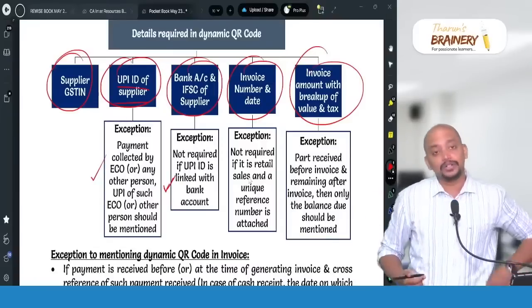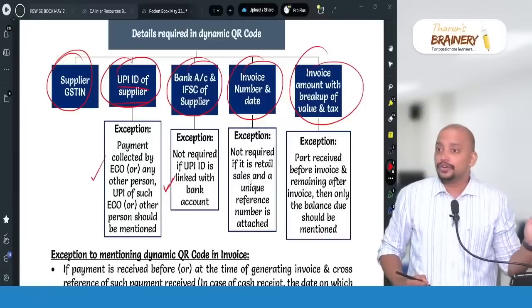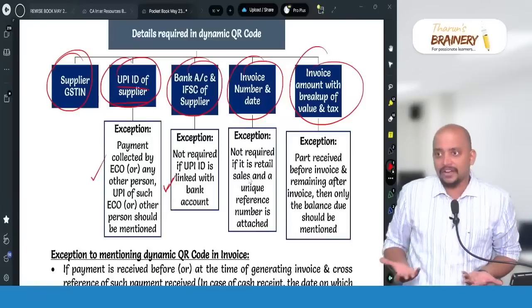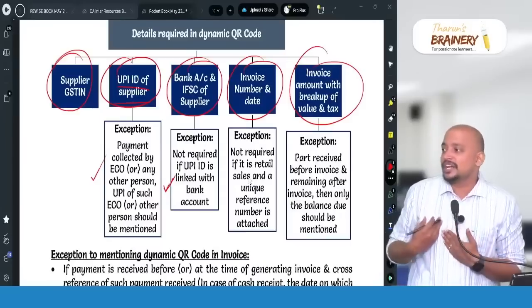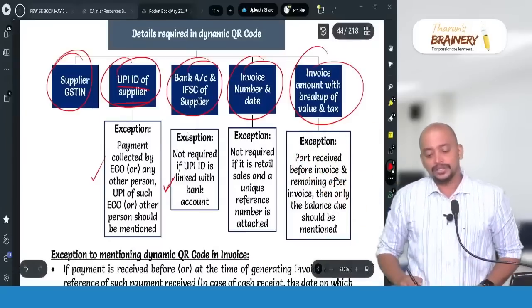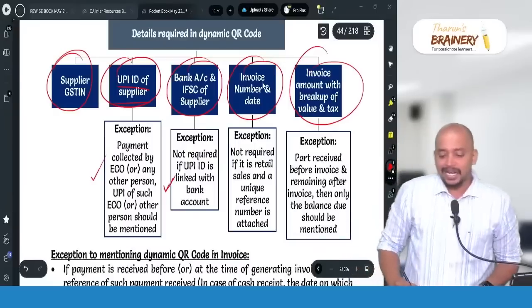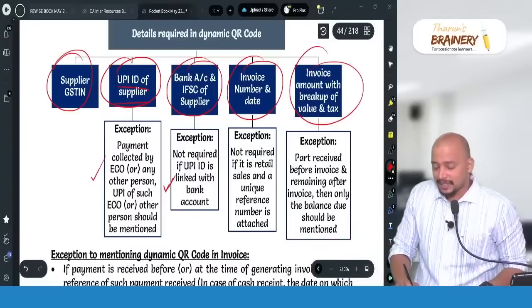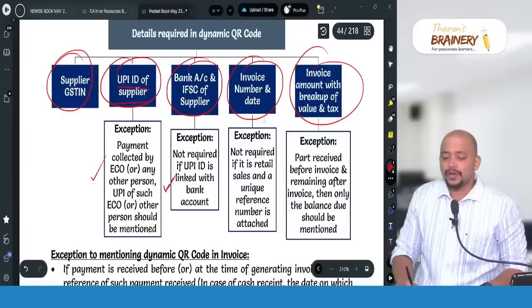I have a bank account with some other bank, and therefore this OK Access I don't have, which means my UPI ID is not connected to my bank account. So that is this. Then invoice number and date. Invoice number and date exception is like usually invoice number and date.